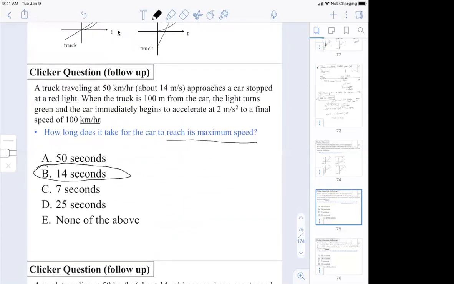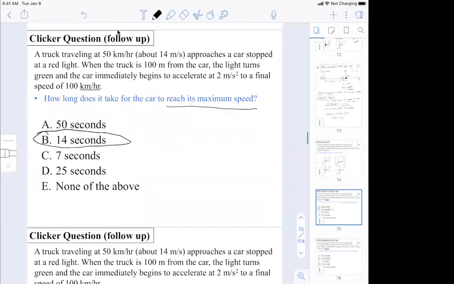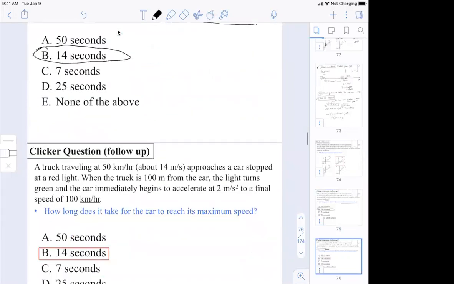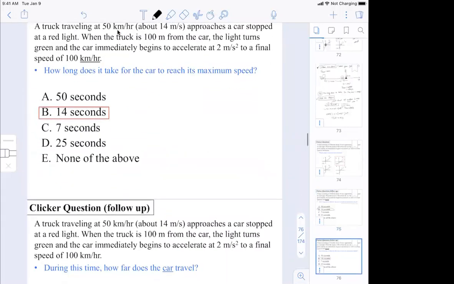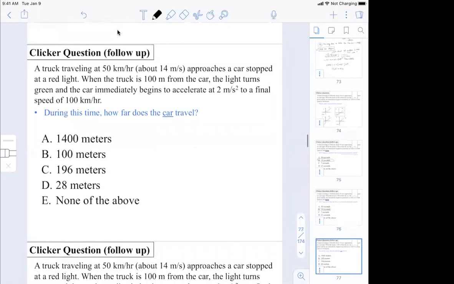Okay, so you might wonder, now we know it takes 14 seconds, we still couldn't answer the question whether the truck catches up with the car or not. So let's further ask one more question. To see whether the truck catches up with the car, you want to see how far the car travels and how far the truck travels to see if they ever meet. So during these 14 seconds, how far did the car travel?